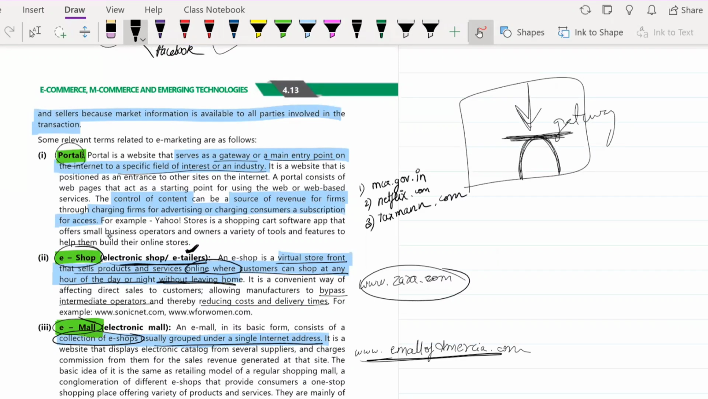If you have to enter into this particular thing, you will have a blockage where you can enter only if you get the login credentials or only if you pay a premium price. That is nothing but your portal. A portal serves as a gateway or a main entry point on the internet to a specific field of interest or an industry. For example, let's take Netflix.